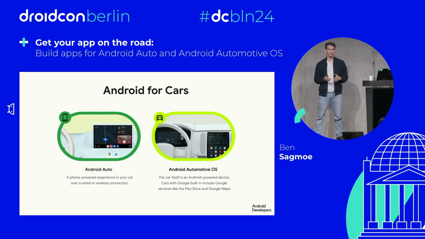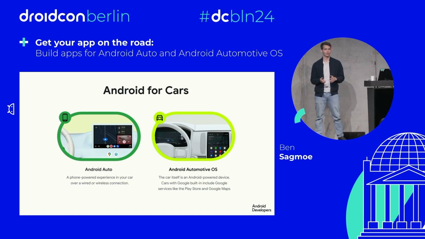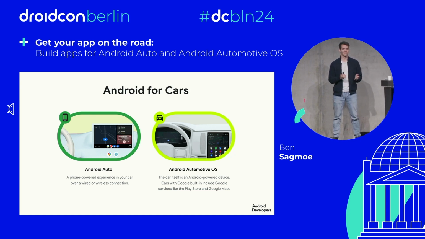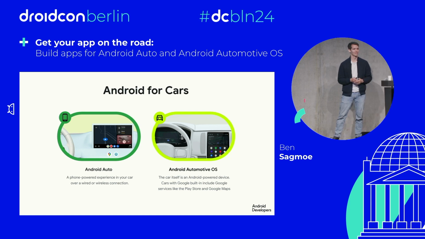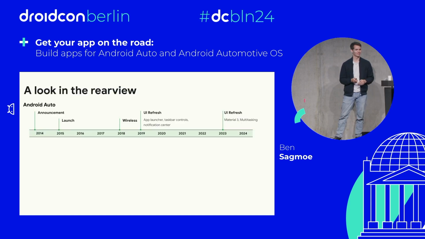Within Android Automotive OS, there's a subset of cars called cars with Google built in, and those come with Google Play services, the Play Store, and Google Maps, kind of what GMS is on the phone side. For the purposes of this talk, whenever I say Android Automotive OS, that is really synonymous with cars with Google built in. It's just a little bit easier to say, less marketing-speak.